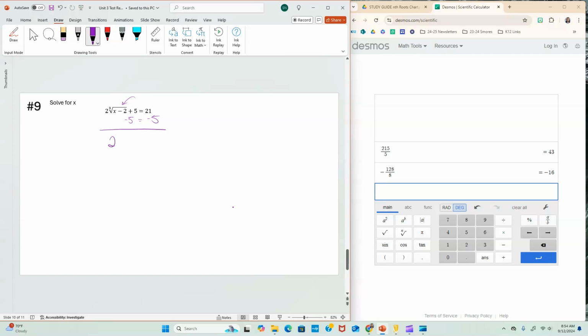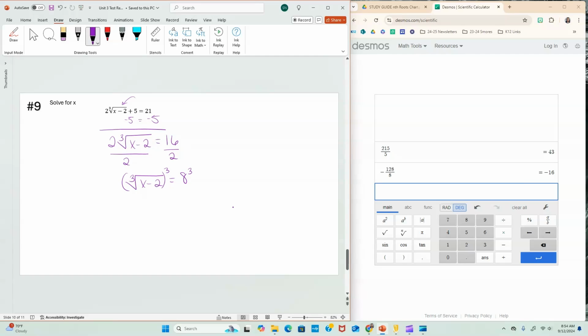So that's going to leave me with 2 times the cube root of x minus 2. And then we have 21 minus 5, which is 16. My cube root's still not isolated, so I'm going to go ahead and divide both sides by 2. So when I do that, I get the cube root of x minus 2 is equal to 16 divided by 2, which is 8. Now that the cube root is isolated, I can go ahead and raise everything to the power equal to the index.